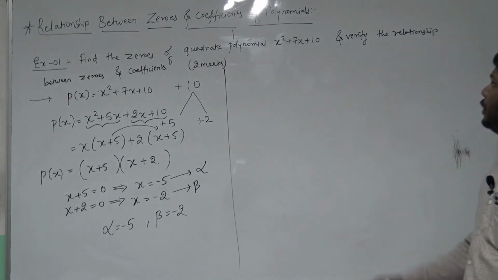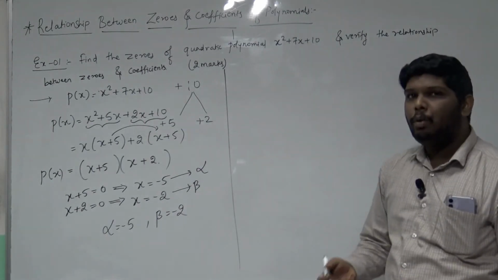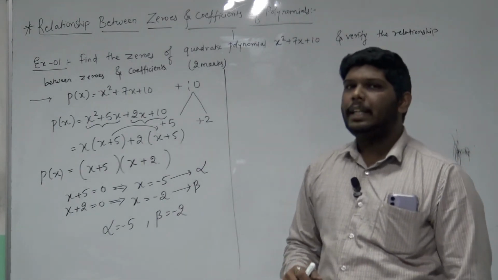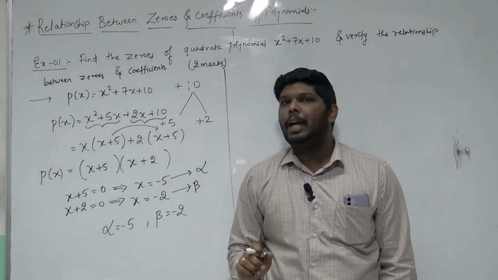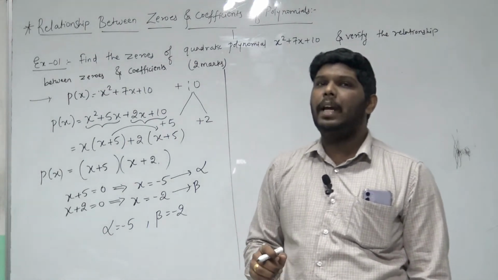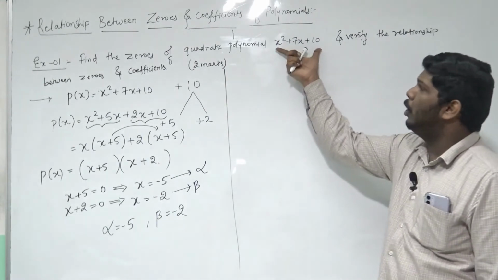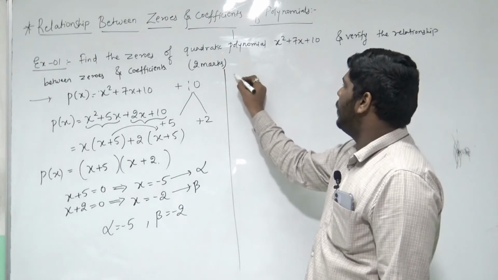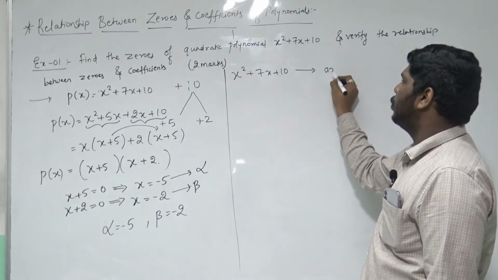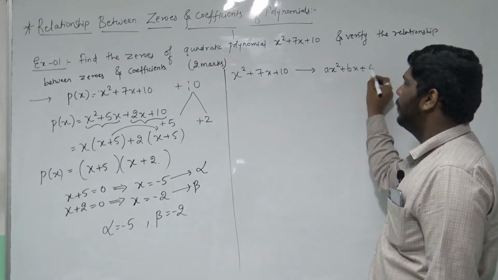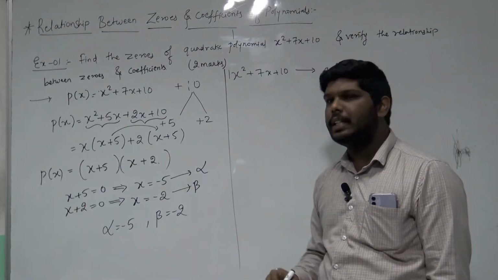Now the second part of the question is asking you to verify the relationship between zeros and coefficients, right? So here we have to check two formulas. One is alpha plus beta and second is alpha into beta. And it also says that it is equal to minus b by a and c by a. It means you need to find the values of a, b and c first. And from where will we get the values of a, b and c? Directly compare the given polynomial with the standard form. So if I compare x square plus 7x plus 10 with ax square plus bx plus c, correct? Can I say here a is the coefficient of x square? So here, the coefficient of x square, nothing is there, so we can say it is 1.